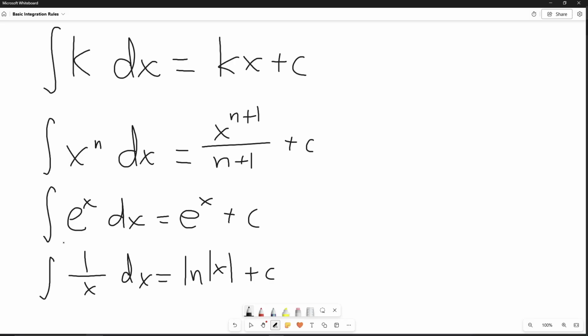And the third rule is the integral of e to the x dx is equal to e to the x plus c. And again, if you know that the derivative of e to the x is e to the x, then this should make sense.